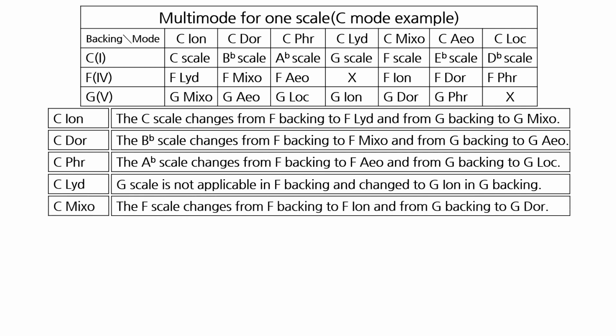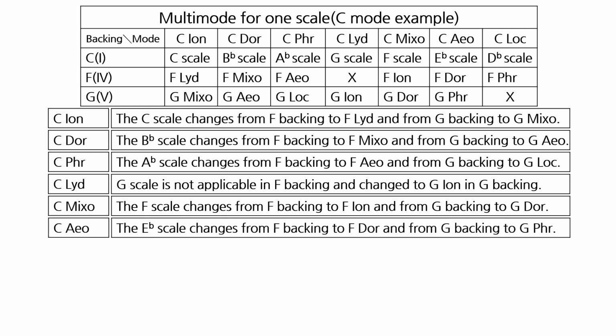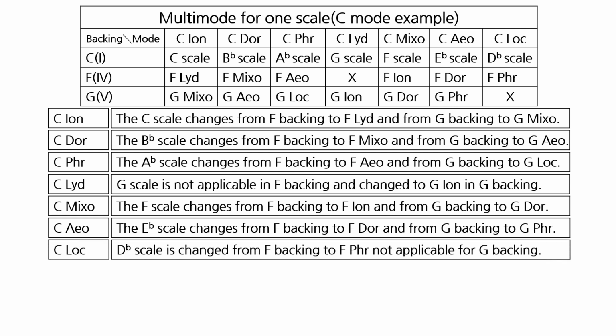C Mixolydian, that is, the F scale for C chord backing becomes F Ionian in F chord backing, and changes to G Dorian in G chord backing. C Aeolian, that is, the E-flat scale for C chord backing becomes F Dorian in F chord backing, and changes to G Phrygian in G chord backing. C Locrian, that is, the D-flat scale for C chord backing becomes F Phrygian in F chord backing, and not applicable in G chord backing.